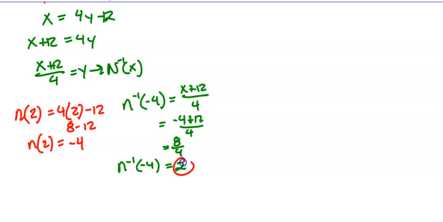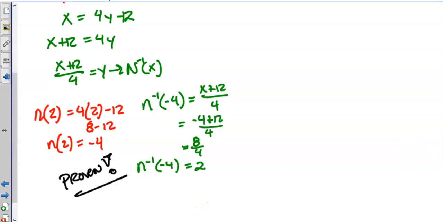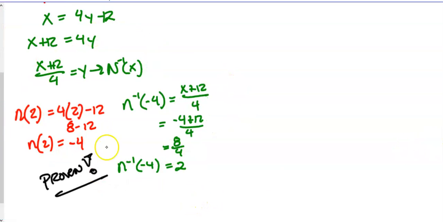So once again, this pairs up with this 2, and this negative 4 matches here. So here we got 2 as our output on the inverse, and on the main one we get negative 4. So this works. So we have just proven this true. Proven. So that should at least convince you that that will work.